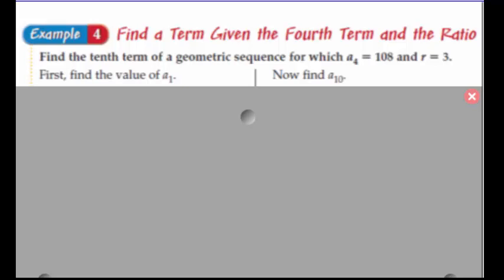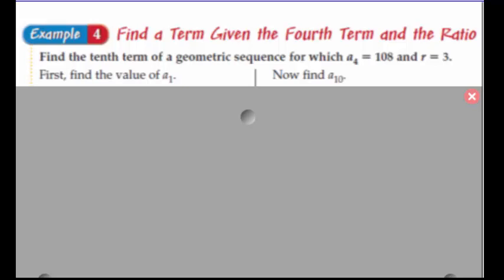Alright, so we're going to try a little bit more challenging problem, because up to this point I think you guys think it's pretty easy. So notice we want to find the 10th term of the sequence where the fourth term is 108 and our common ratio is 3. So notice we need to find that first term because that's part of our formula.